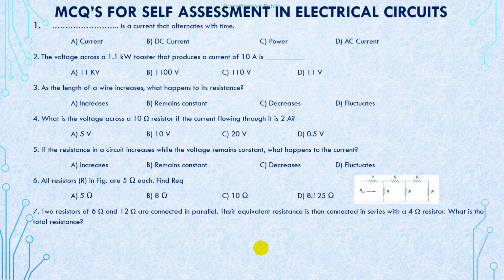Division. Here, 6 and 12, make it parallel. So how will we do the parallel equation? Multiply and divide by the sum. On the 4, multiply each resistance, and divide by the sum. So we will get this resultant as 4 ohms.